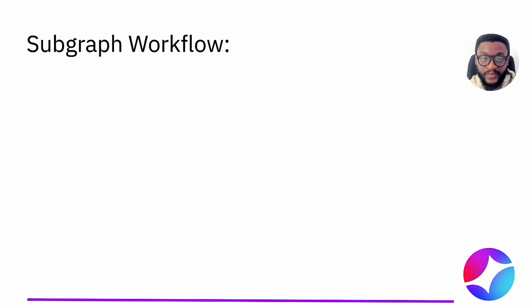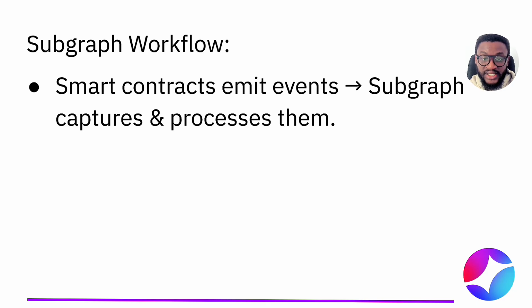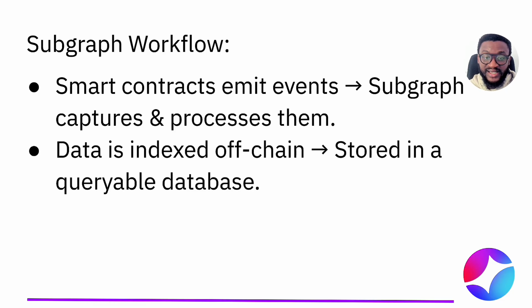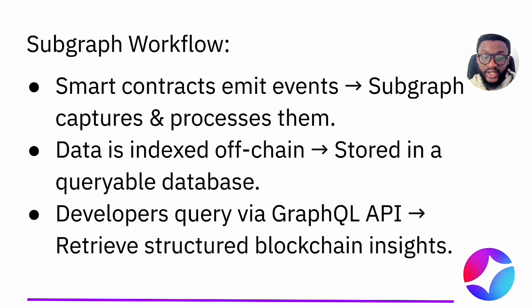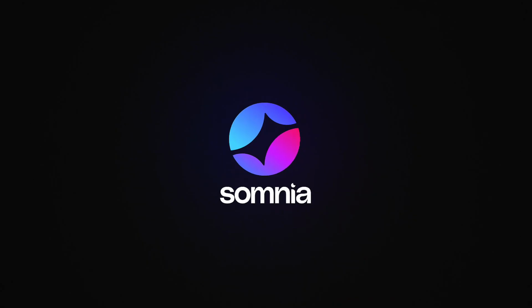Here is what a subgraph workflow looks like. First, smart contracts emit events, and subgraphs capture and process these events. This data is indexed off-chain and stored in a queryable database. That way, developers can query this data via a GraphQL API and retrieve structured blockchain insights, thereby building complete user interfaces. Let's get right into the code.